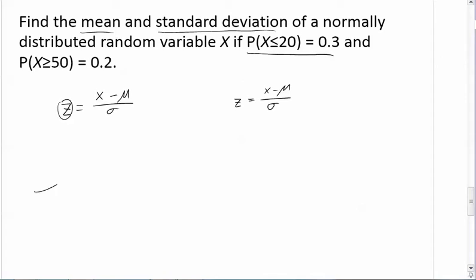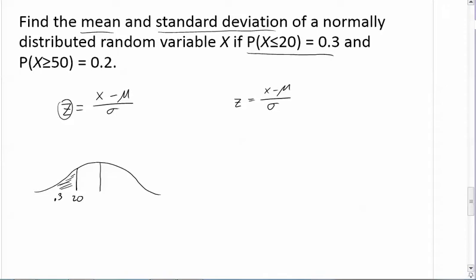Okay, so let's consider this. I've got my normal curve. The average is here. Now the probability of x being less than or equal to 20 is 30%. Well, the probability of it being less than the average is 50%. That means that my 20 has to be somewhere over here, and that the area is 0.3.